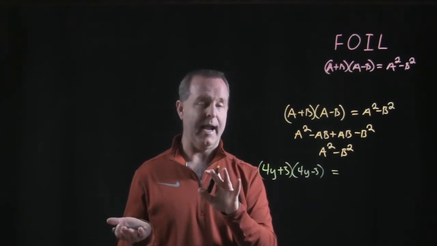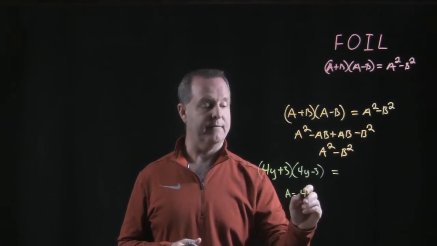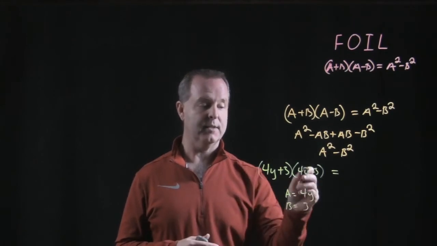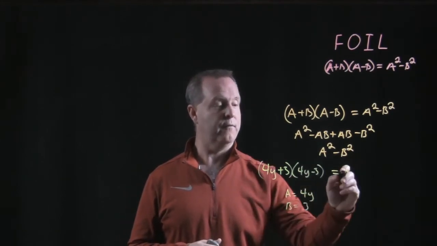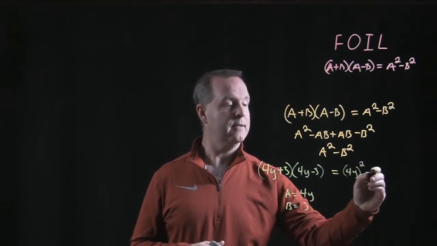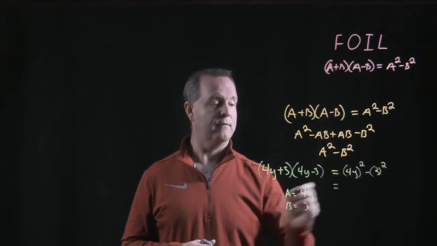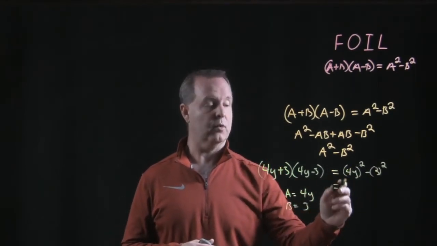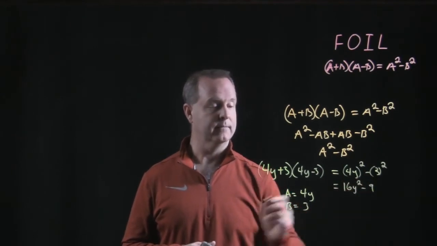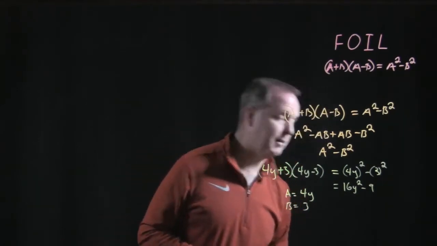So we probably should identify what a and b are. Well, a we're going to assign as 4y, and b is the 3. So my result is going to be a squared, so 4y squared, minus b squared. 4y squared, this 2 distributes across, so that becomes 16y squared minus 9. There's my result.